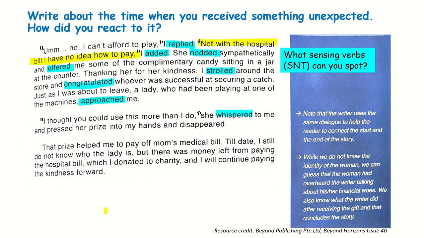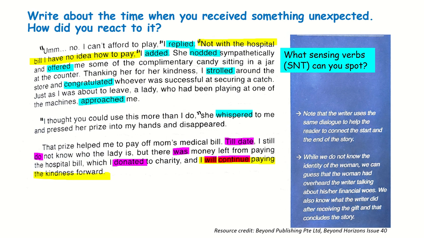Okay, now I also want you to notice the tense here. So, for example, you see the words till date, because of the words till date, I still do not know. So that is simple present tense. Okay, then there was money. So that is simple past tense, which I donated. So simple past tense. So in the future, what will she do? I will continue paying the kindness forward. So this is telling you the lesson learned, the reflection, right? The lesson learned and the reflection, which is I will continue paying the kindness forward.